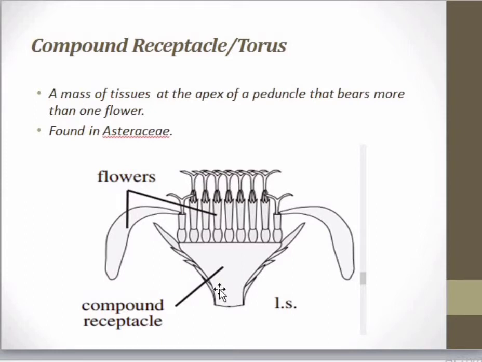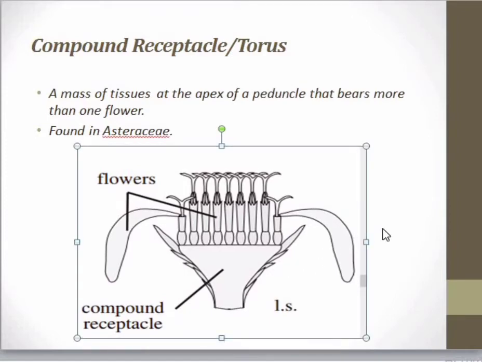Now another one is the compound receptacle or torus. It is a mass of tissue at the apex of a peduncle that bears more than one flower. This is a mass of tissue. It is the longitudinal section of a flower like sunflower or other flowers of the family Asteraceae. It is a mass of tissue at the apex. Here is the peduncle. This is the peduncle apex, and it bears more than one flower. These are the flowers, small flowers arranged on this disc-shaped receptacle, also known as the torus.